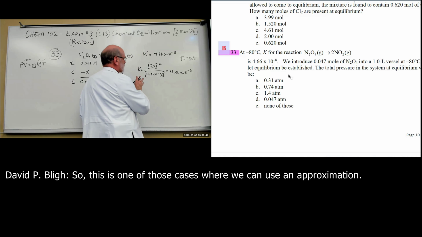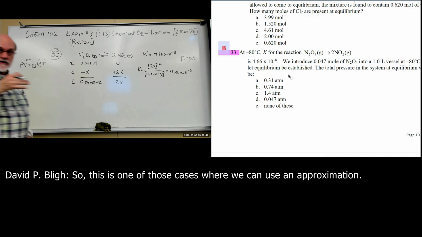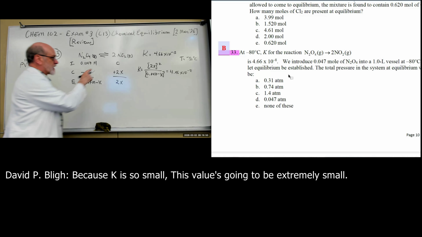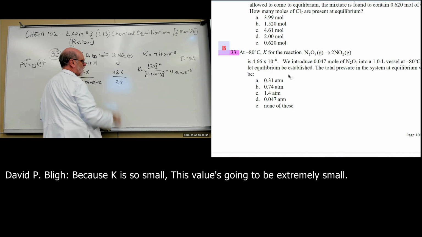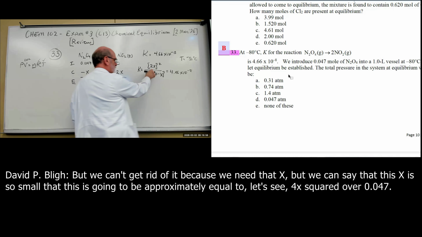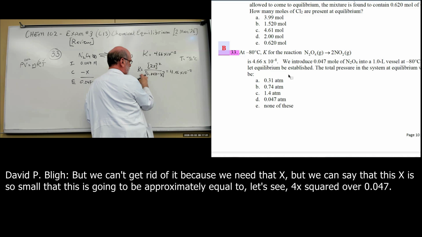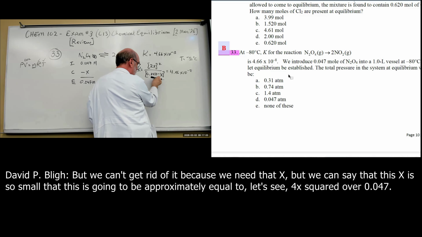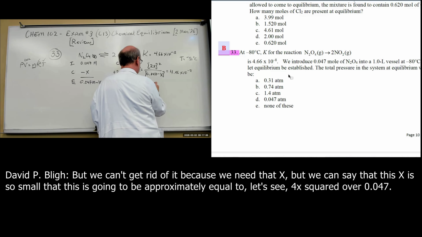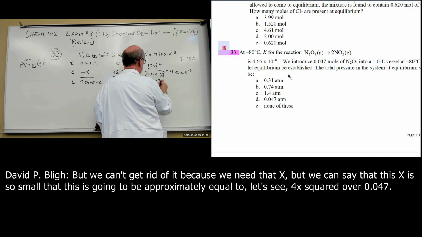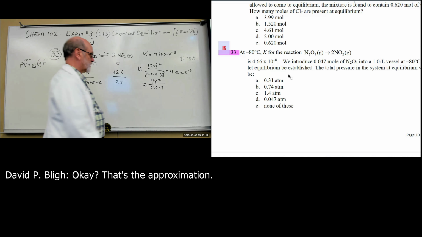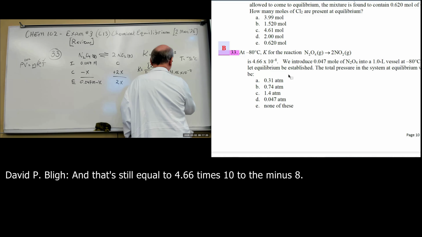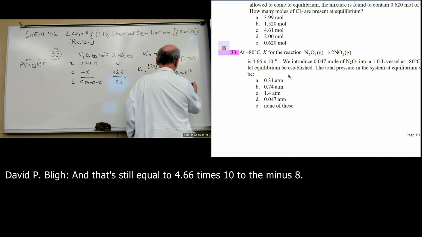Okay. So this is one of those cases where we can use an approximation. Because K is so small, this value is going to be extremely small. But we can't get rid of it because we need that x. But we can say that this x is so small that this is going to be approximately equal to 4x squared over 0.047. And we can drop the x. Okay, that's the approximation. And that's still equal to 4.66 times 10 to the minus 8.